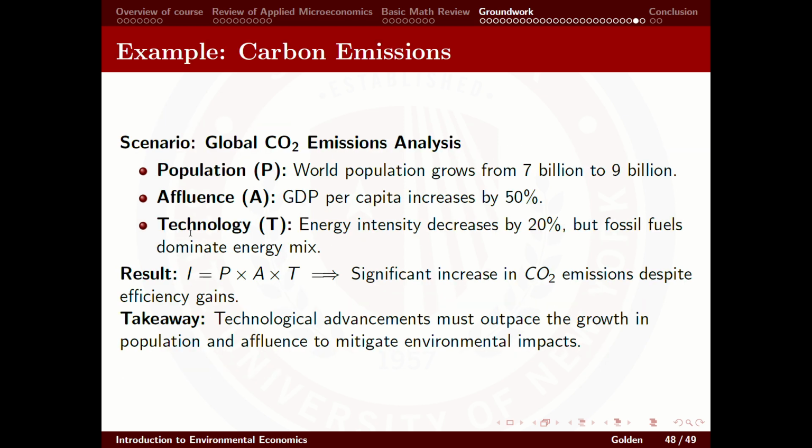So there's an example in carbon emissions. If the population grows, that increases carbon emissions. If the GDP per capita increases, that increases carbon emissions. If the energy intensity decreases, that decreases carbon emissions, but it's not decreasing enough to offset the increase in affluence, and so you have a significant increase in CO2 despite efficiency gains. That's really what's going on right now. We're seeing a rise in CO2 emissions, even though technology is getting significantly better. We still haven't hit peak CO2 emissions, unfortunately.